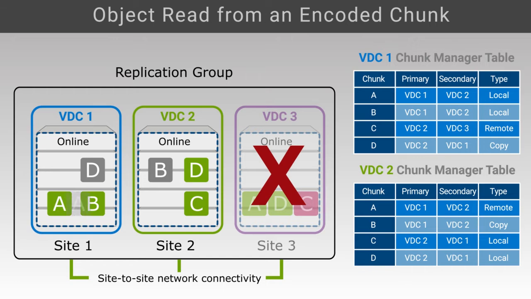VDC1 replicates chunk A to VDC2. After replication completes, VDC2 updates its chunk manager table to change the type to copy. VDC2 replicates chunk C to VDC1. After replication completes, VDC1 updates its chunk manager table to change the type to copy.